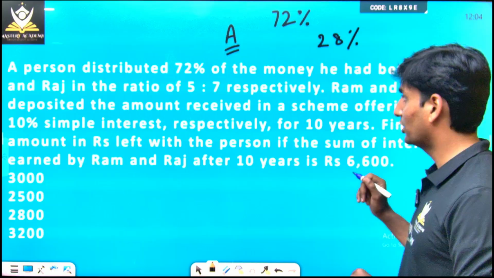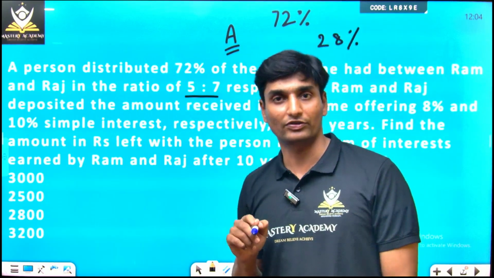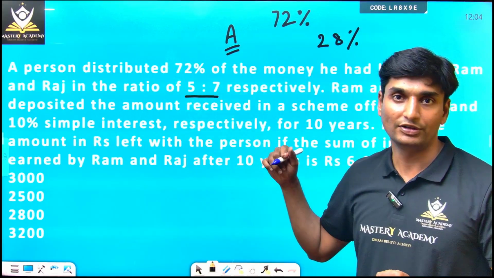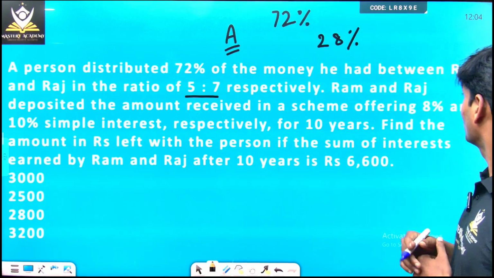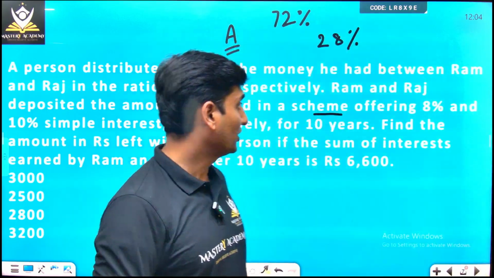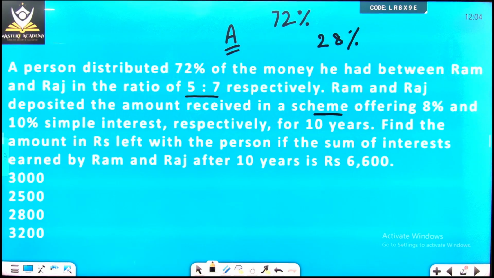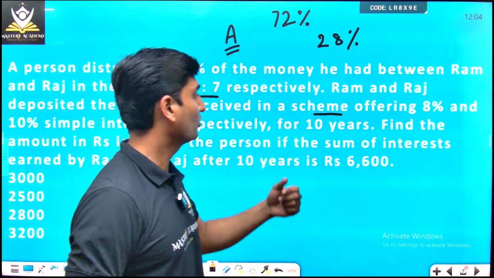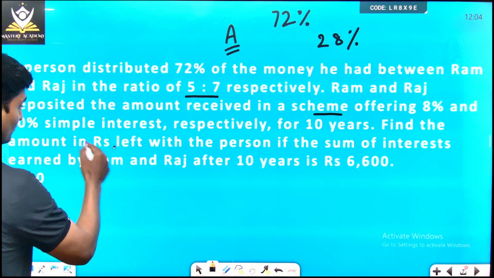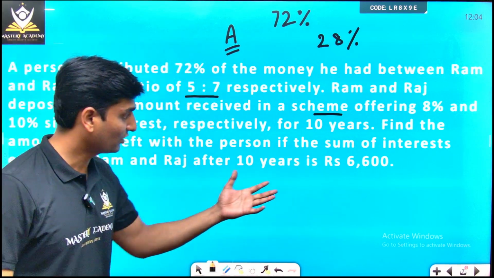Now, between Ram and Raj in the ratio of 5:7, he is distributing the 72% accordingly. Now Ram and Raj are investing it, depositing it in the bank. Ram is depositing at a rate of 8%. Raj is depositing at a rate of 10%, and for a period of 10 years they are investing that amount. So find the amount in rupees left with the person if the sum of interest earned by Ram and Raj after 10 years is 6,600.